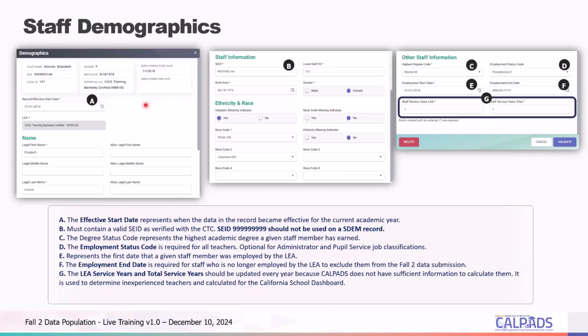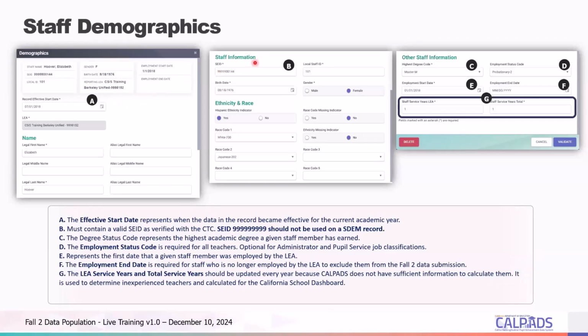So if a staff member has a staff assignment record in the current academic year, it means that staff member is active. So if they have a qualifying staff assignment record this academic year, you will be required to add a new SDEM record with a start date that is on or before Census Day this academic year.